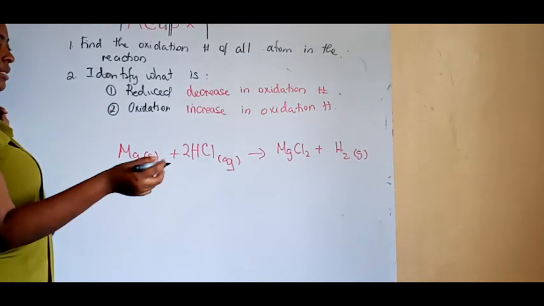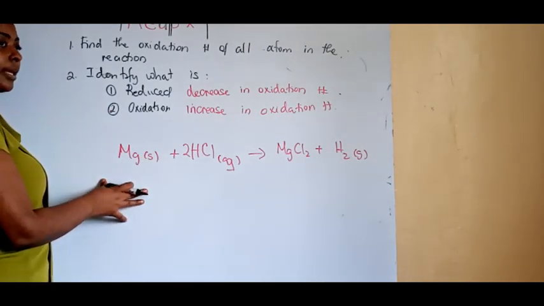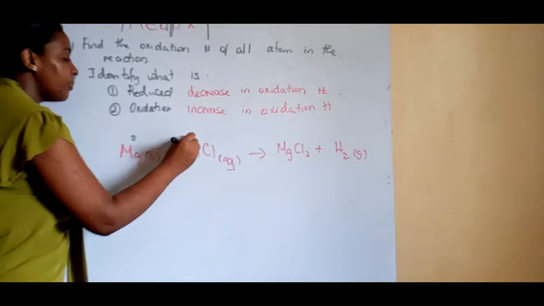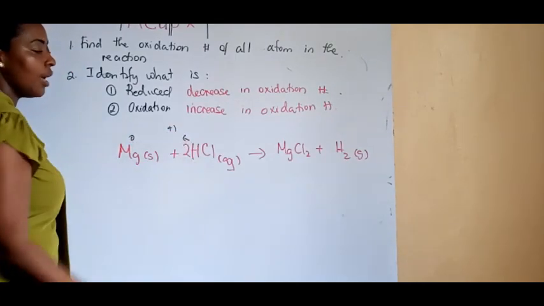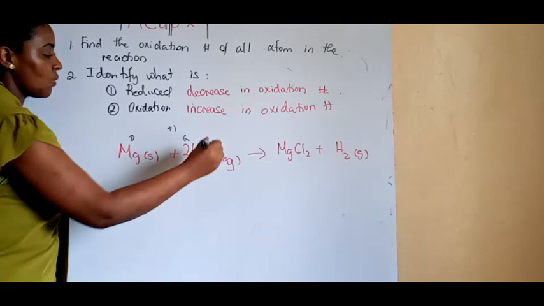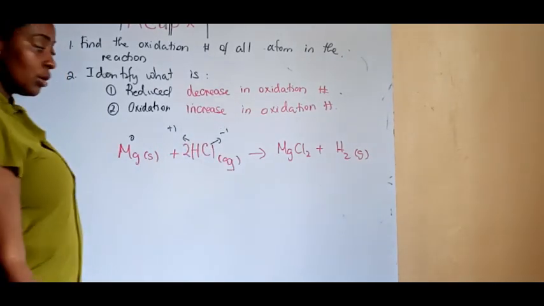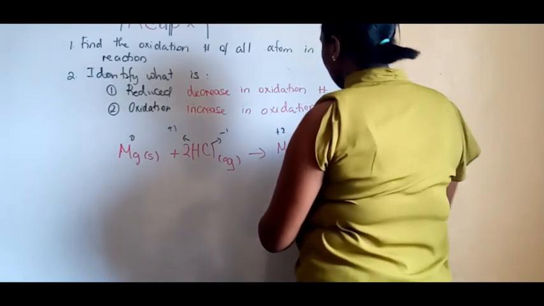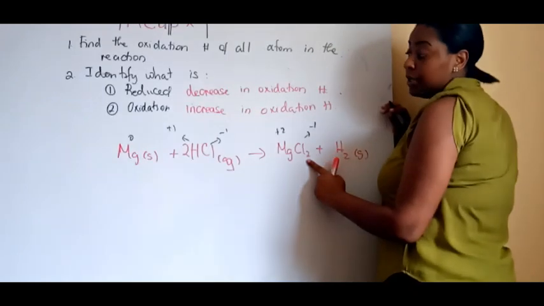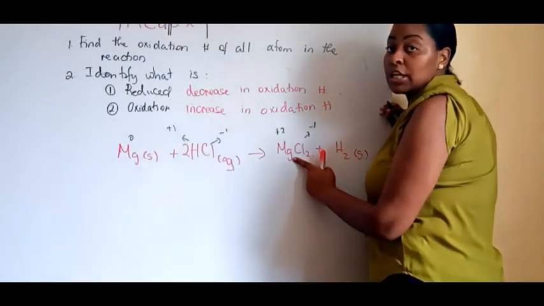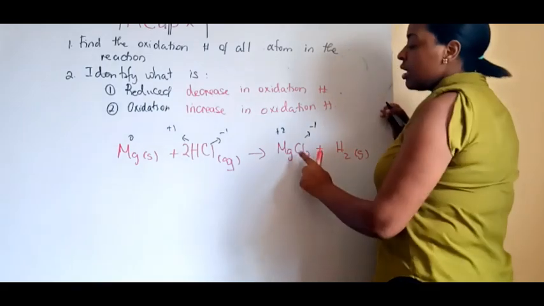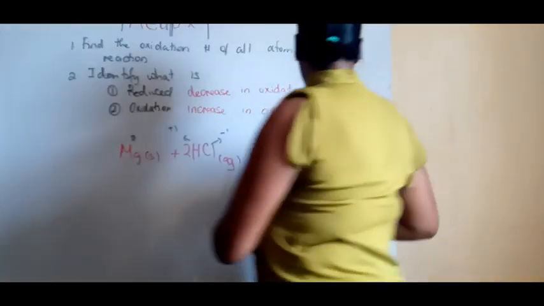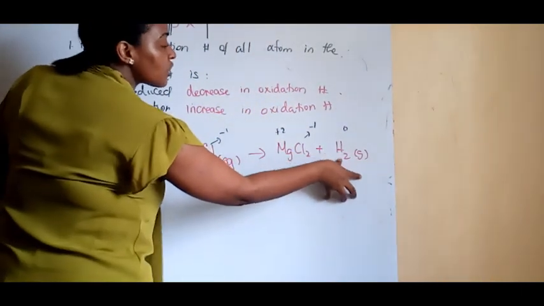So let's go. In this scenario, magnesium is in its elementary state. So of course, by itself, magnesium is 0. Hydrogen is in this compound. Hydrogen is always plus 1. Chlorine is always minus 1. And magnesium in a compound is always going to be plus 2. Cl is going to be negative 1. I'm not interested in how many chlorine there are. Notice I'm only concerned about the oxidation number of 1 chlorine, which is going to be minus 1. Hydrogen is in its elementary state, so its oxidation number is 0.